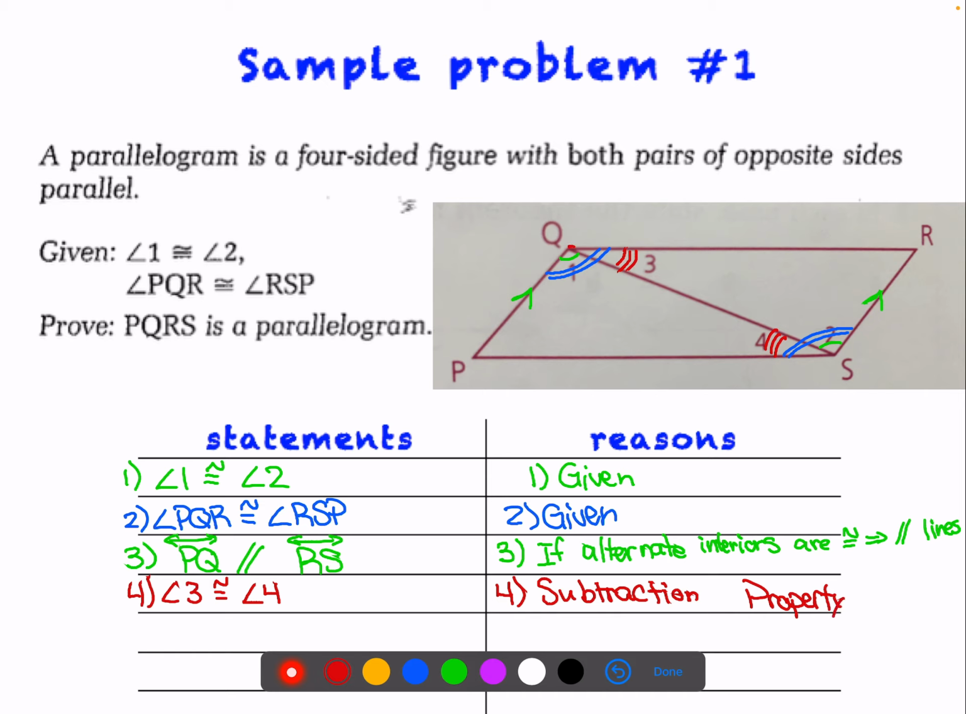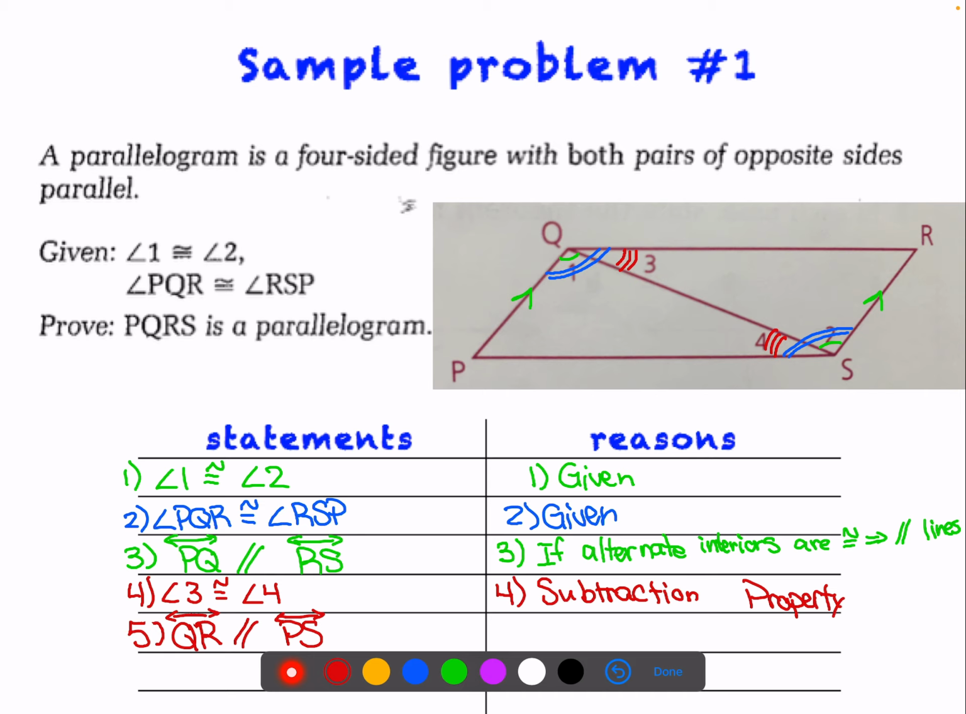Now at this point, again, I have my transversal here, and we can see that we're creating these angles. So this time, line QR and line PS could be our parallel lines, with line QS being our transversal once again. So what's the relationship between angle 3 and angle 4? Well, they're also alternate interior angles. And if alternate interior angles are congruent, which angle 3 and angle 4 are, then line QR is parallel to line PS. So we can go ahead and put that now. Line QR is parallel to line PS.